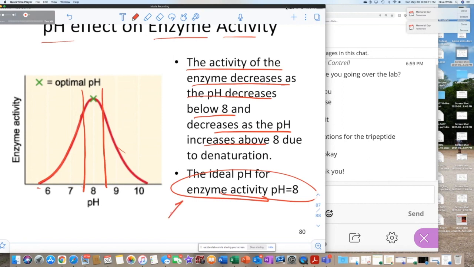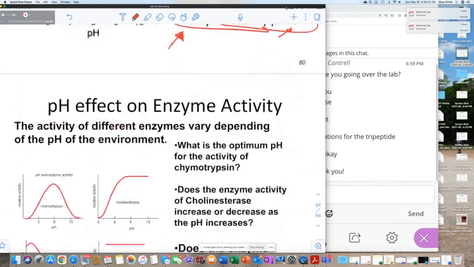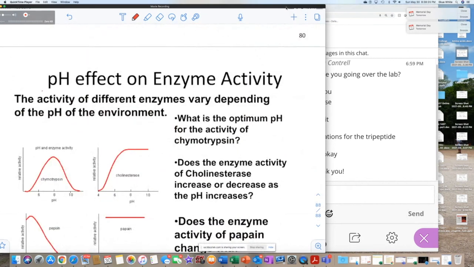So yeah, this is the enzyme they're referring to. This is not true of all enzymes. Enzymes are different and they work in different environments. This particular one we're talking about prefers a slightly basic environment, okay? And so we're told pH effect on enzyme activity. The activity of different enzymes varies depending on the pH of the environment. That's exactly what I said.